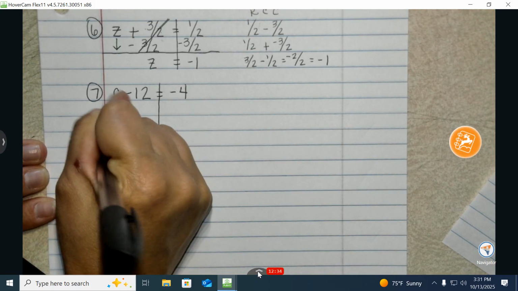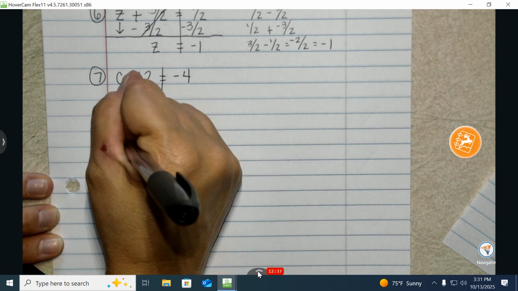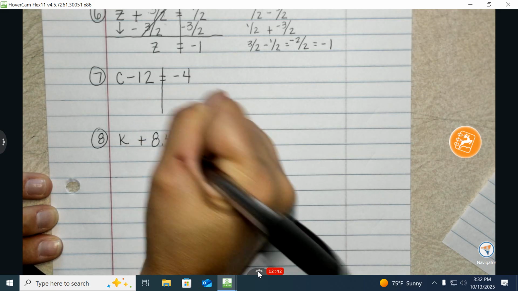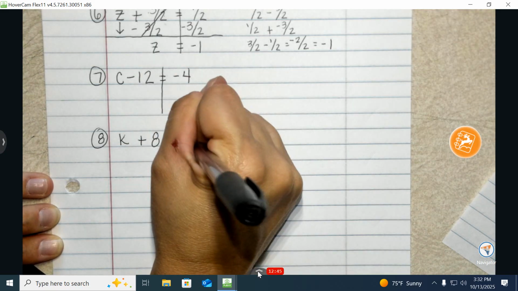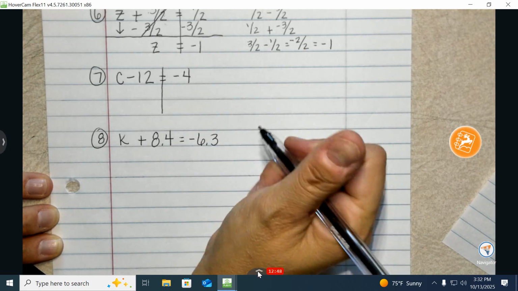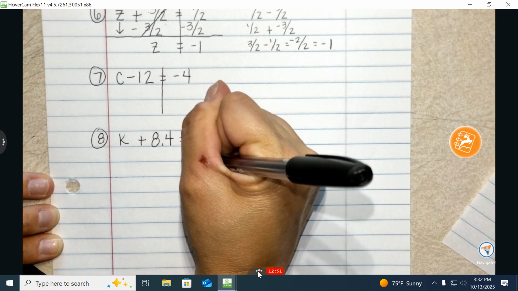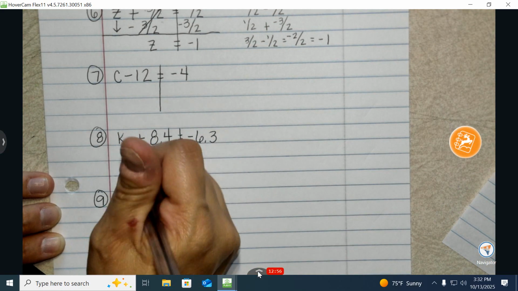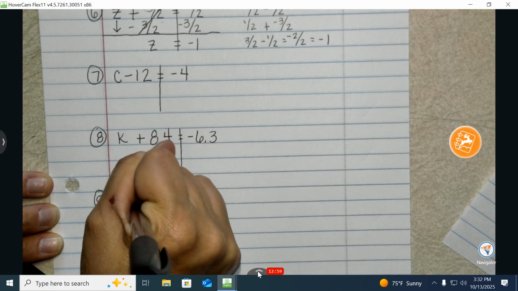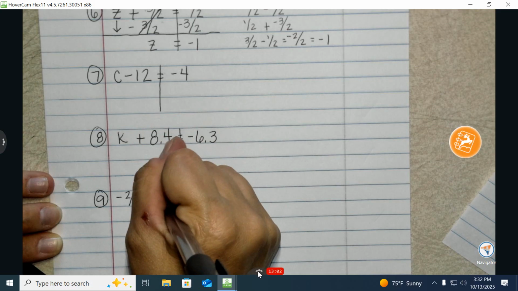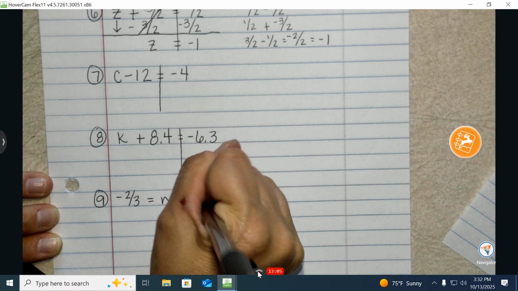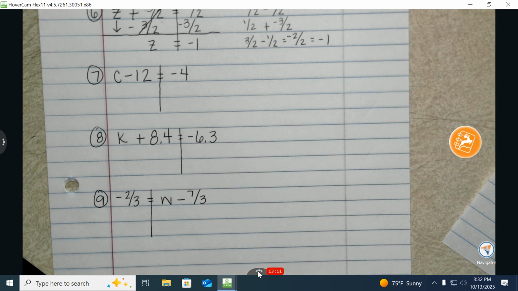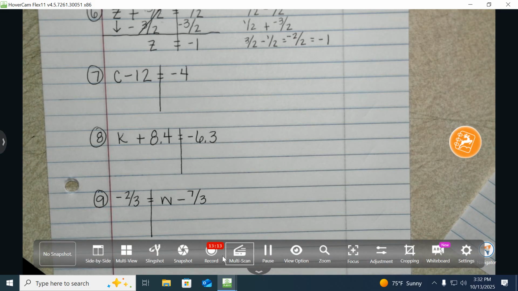Number 8, K plus 8.4 equals negative 6.3. And number 9 is negative 2/3 equals W minus 7/3. Okay, I want you to complete these 3 and we will come back and talk about them. So go ahead and pause your screen.